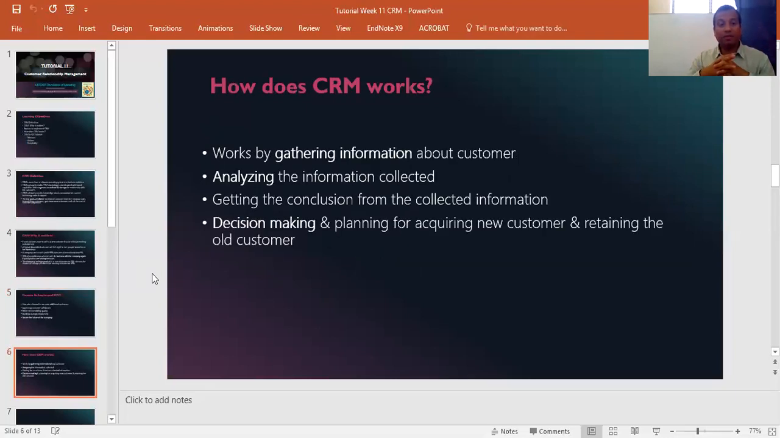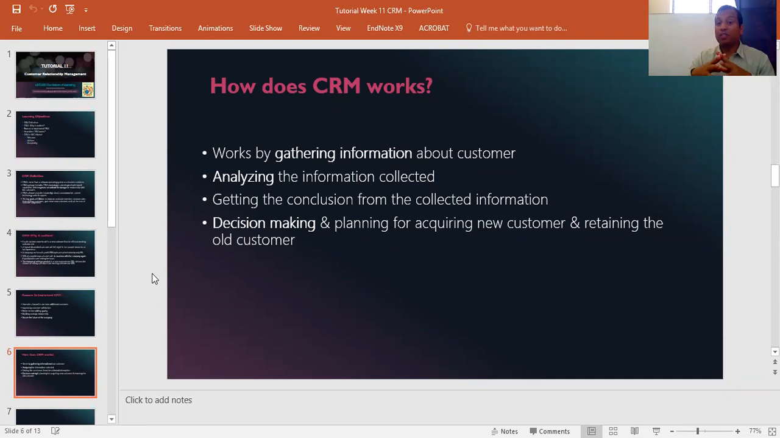So the next slide talks about how CRM works. A little bit technical, but not much vague. All four steps are very easy to understand. How CRM works, maybe in terms of a software solution, or if you are implementing CRM as a theoretical strategy in the firm. It works by gathering information about the customer. You try to have either an online information gathering platform or a database, or maybe it is manual, it depends.